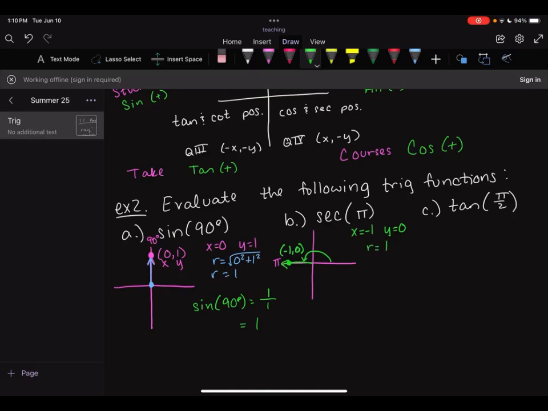So remember, secant is r over x, so this is going to be 1 over -1, so it equals -1.